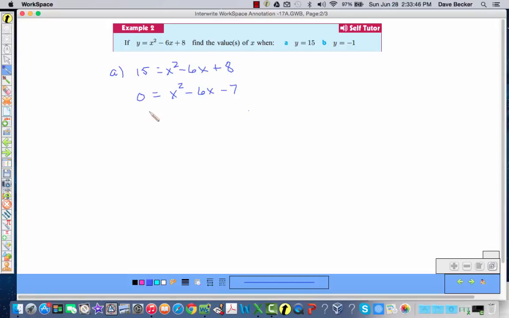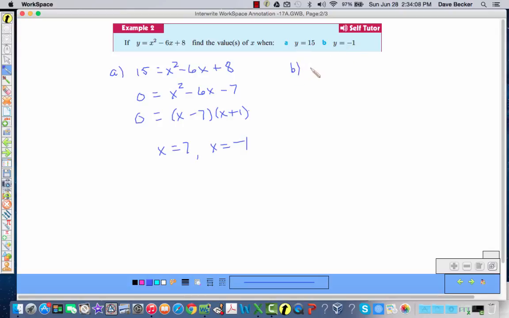Is that correct? So then 0 is equal to an x minus 7 times an x plus 1, which of course means that x could equal 7 or x could equal negative 1. Easy peasy. So what about when y equals negative 1?